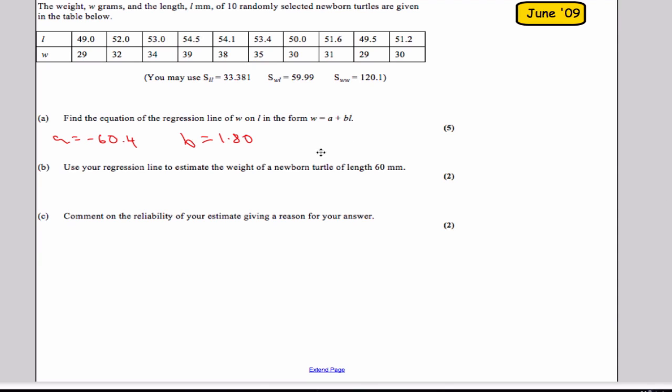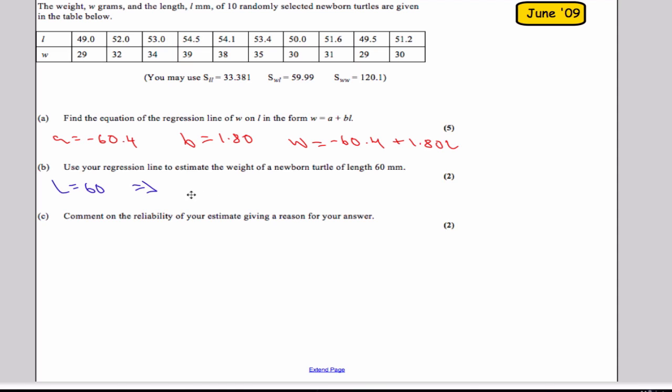So now I have A and B. I should now be able to work out the regression equation. So we get W equals minus 60.4 plus 1.80 times L. The next part, B, says use your regression line to estimate the weight of a newborn turtle of length 60 millimeters. So this is just plugging a value into the regression equation we've worked out. I want to know what W will be if L equals 60.